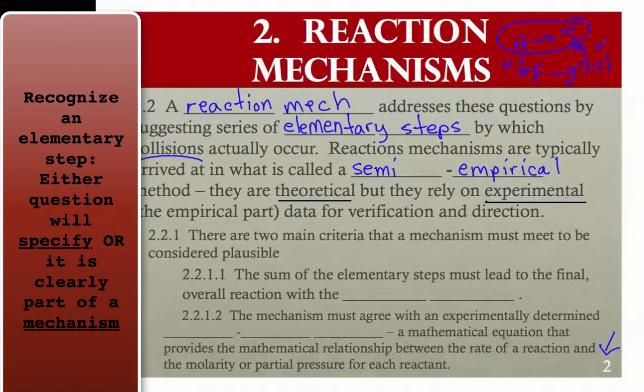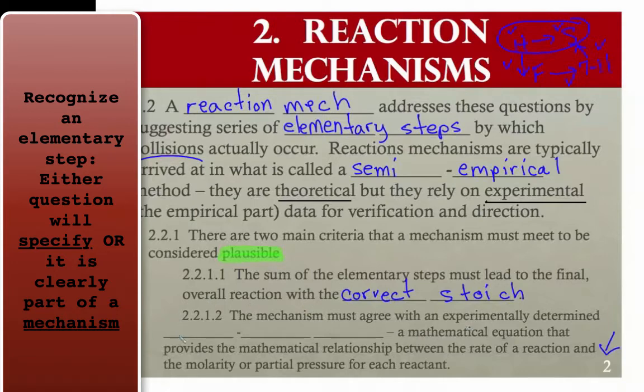Now, as we evaluate whether a mechanism is plausible, note that we're not saying that this is the mechanism. All we're saying is, man, this looks like I could study it further. It looks worthy of more time on our part. And the first criterion is the elementary steps must add up to the correct overall stoichiometry. So we would have to get whatever the mole ratios were in the original overall stoichiometry.